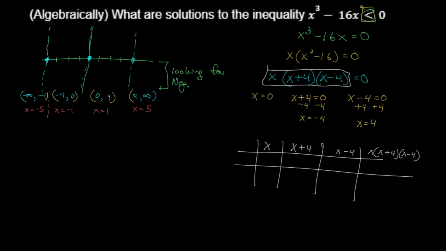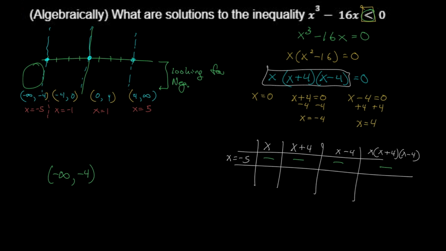So my first x value for the test was x equals negative 5. If I plug negative 5 into the first factor, it's going to give me a negative number. The second factor, negative 5 plus 4, is negative 1, so that would be negative. And then negative 5 minus 4 is negative 9, so negative. Negative times a negative times a negative is overall a negative. So my first test number makes it negative. So that means my graph will be down below. So the interval negative infinity to -4, non-inclusive, will be one of the solutions for this inequality. Any number on that interval would solve the inequality.